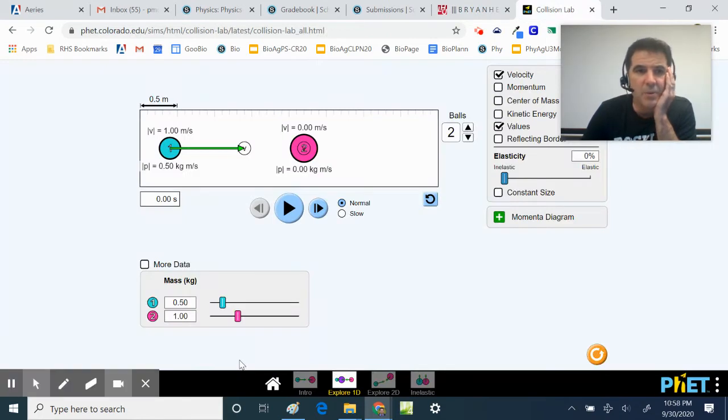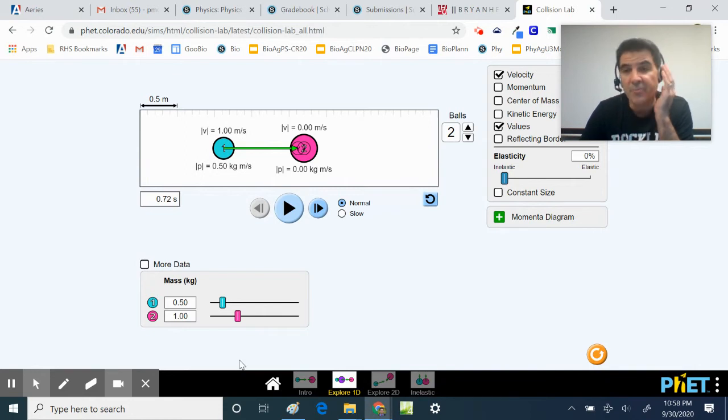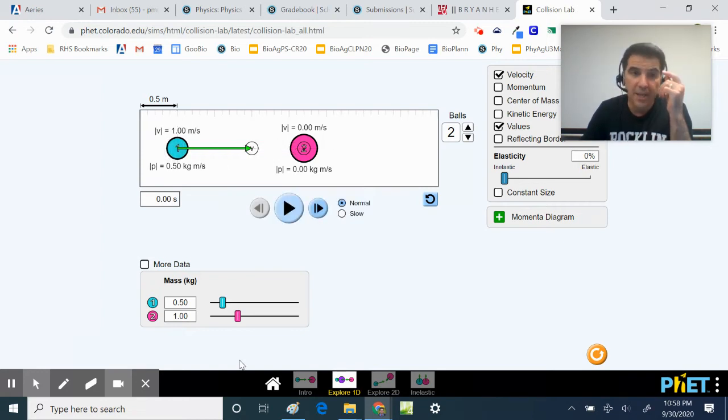And so here's my 0.5 kilogram object. It's moving 1 meter per second. So as it goes, it's going to strike this second object. And the question is, what will happen? Well, what we do know is this object has a momentum, which is 1 times 0.5. And this object has momentum 0, because the mass of 1 times 0 is 0.